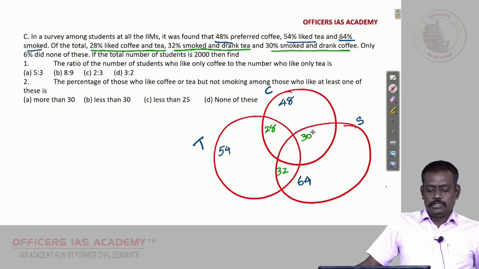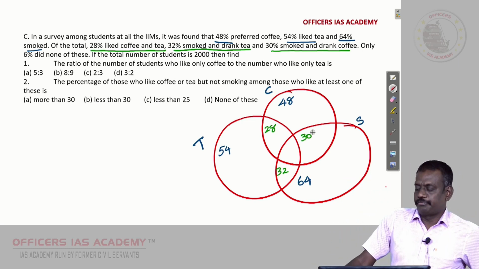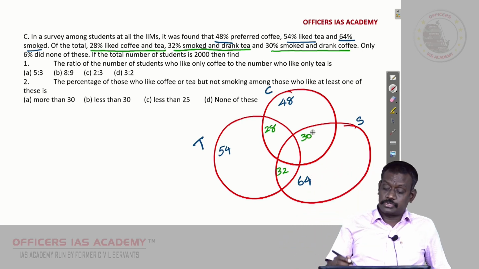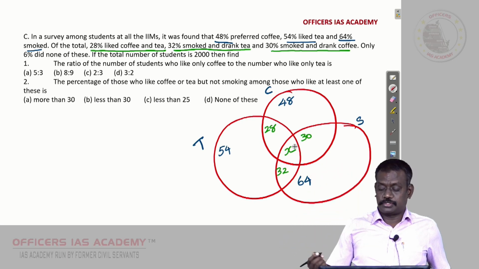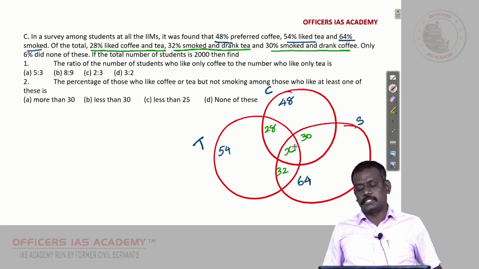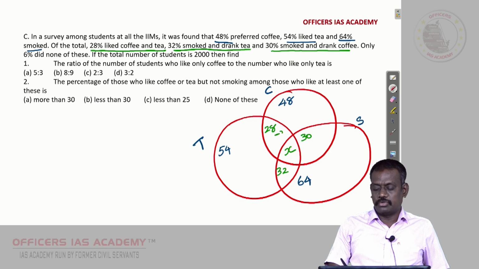Only 6% did none of this. So we'll come back to that a little later. So first of all, as I told you, we'll try to find the only values. So let us consider this as x. Okay, the number of persons who have all the three habits as x. So now you can write this as 28 minus x, this will be 30 minus x, this is 32 minus x.